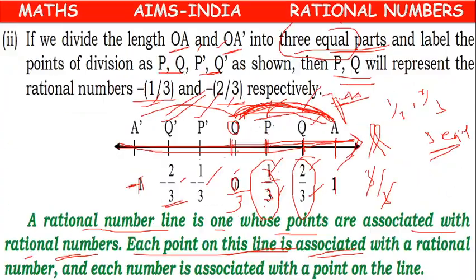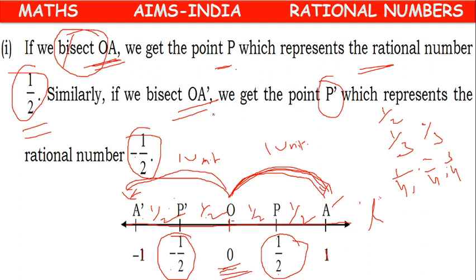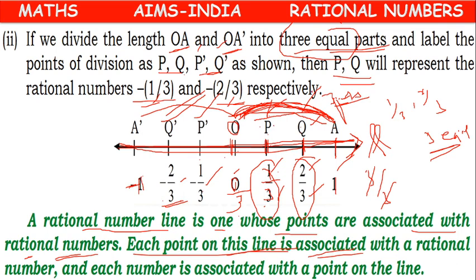Okay, children, what we have learned today: how to represent rational numbers on a number line, same like integers. What to do? If we divide unit distance into equal parts, then we will get rational numbers. If we divide into 3 parts, how many points do we need? 2 points are enough. Or if we want to divide into 4 parts, so 1, 2, 3.